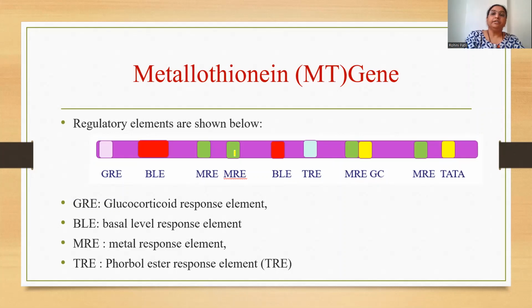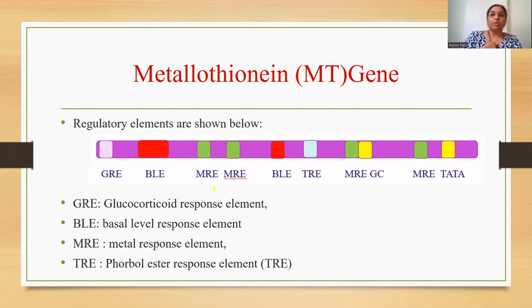Okay, and here you can see that the number of response elements present in a gene can vary. It may be 1, it may be 2, it may be 4. In this way there may be a varying number of response elements, according to what level of expression is required. Here you can see that MRE is present in 4 numbers. MRE is a metal response element.